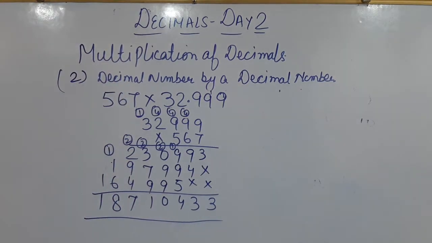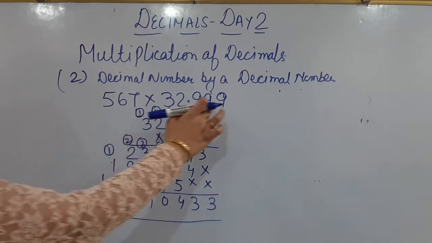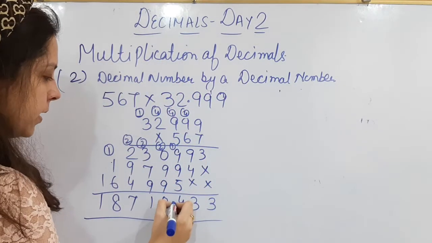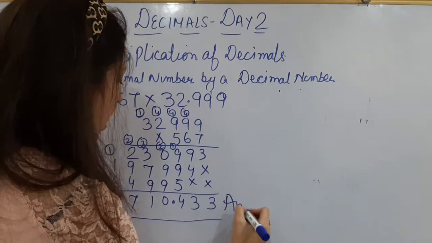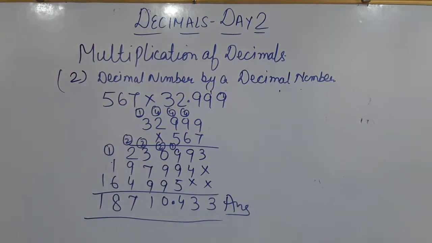Now count the decimal places we had in the question. We had 3 decimal places. So put the decimal point before the last 3 digits and you will get the answer. So the answer is 18710.433. Hope it is clear to you.